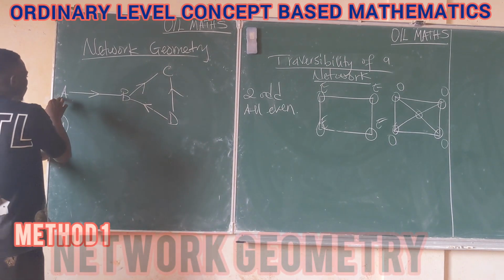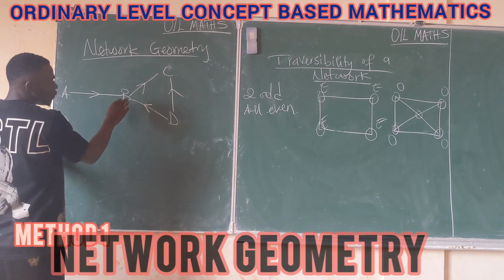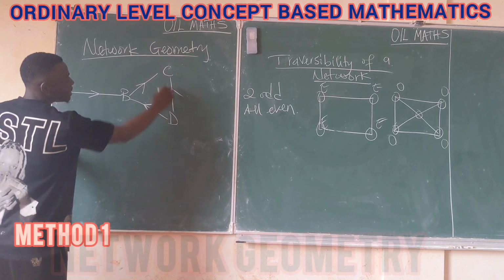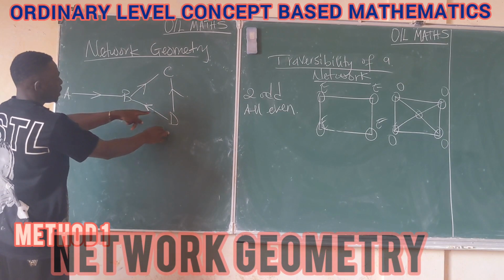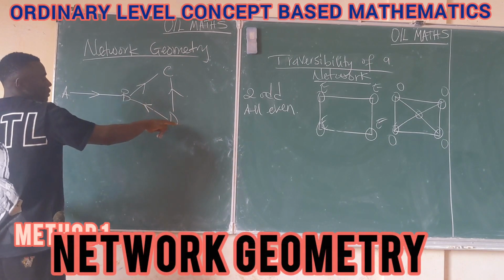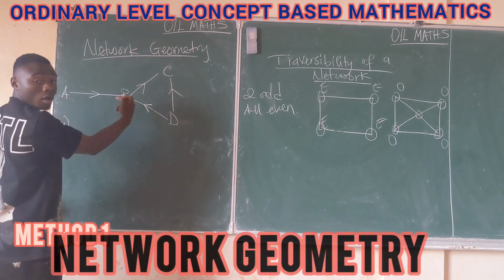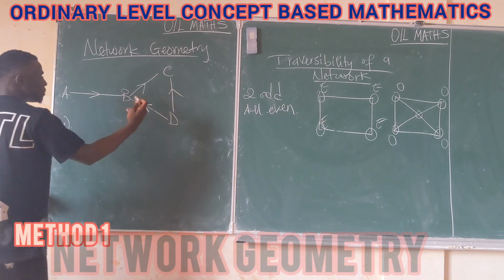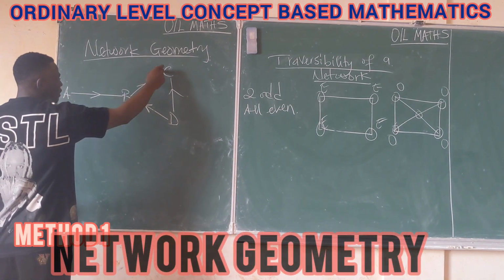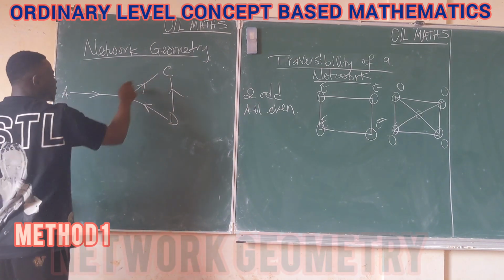Now, let's see, if we move from A to B, you see it is not possible for us to move from B to D, because the arrow is pointing against our direction. That means it is not possible to move towards this direction because the arrow is going up. Is it okay? That means it is possible to move from B to C, but it is not possible to move from C to B.